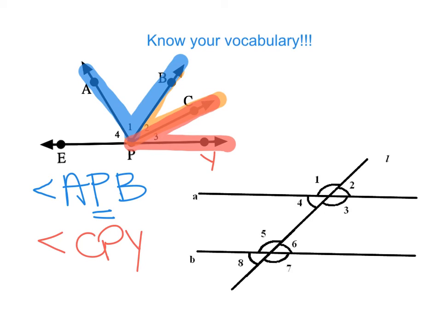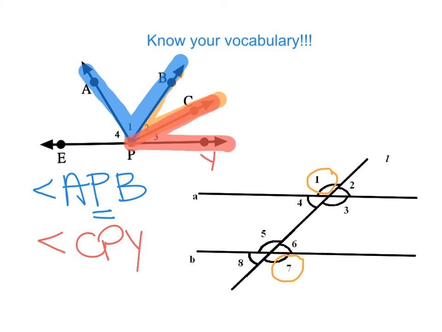For example, another type of vocabulary word that you would have to know is something like alternate exterior angles. Exterior means on the outside, so you are talking about two angles that are on the outside of parallel lines. And then opposite means on the other side. So outside of the parallel lines would be on the top and bottom of these two parallel lines. And then on the opposite sides of this transversal would be one on the left and one on the right. So alternate exterior angles would be angle 1 and angle 7.